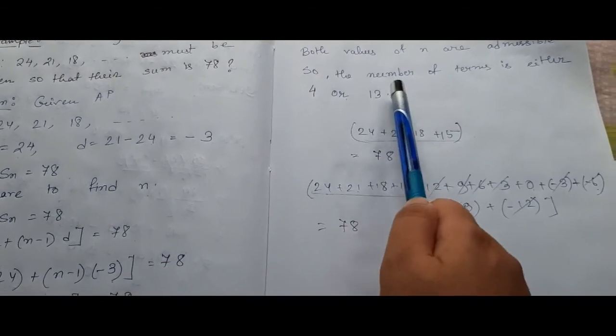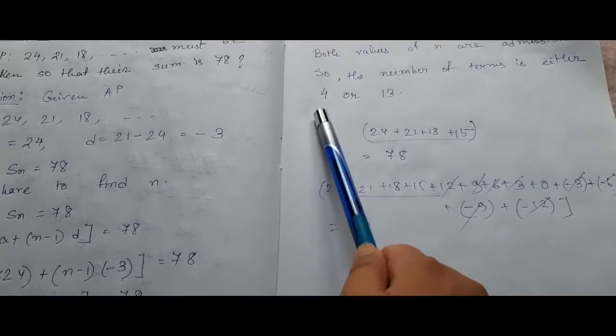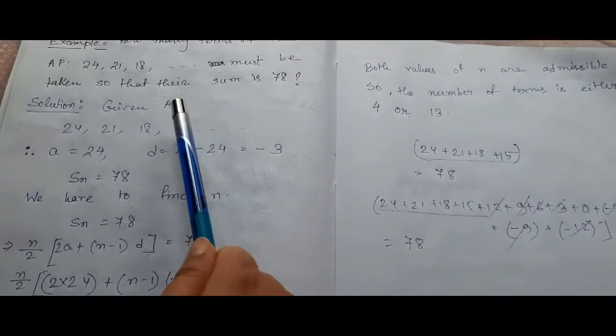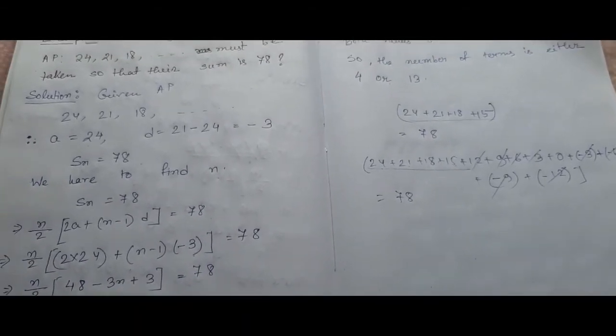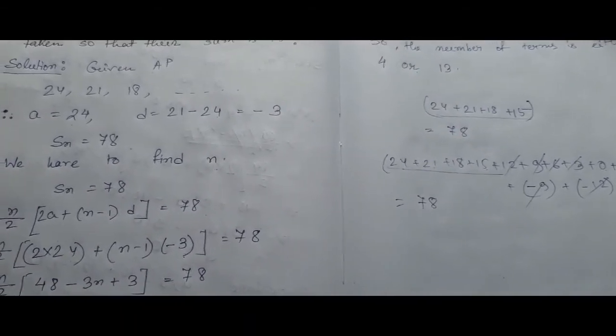So as you can see, the sum of 4 terms and 13 terms give the same sum, and that is 78. So in this way you have to solve this type of question on the sum of n terms of an AP. This is all for today. Thank you.